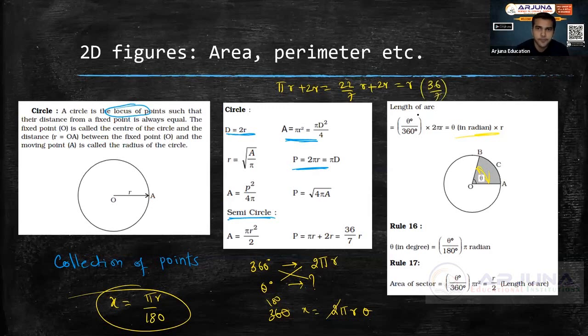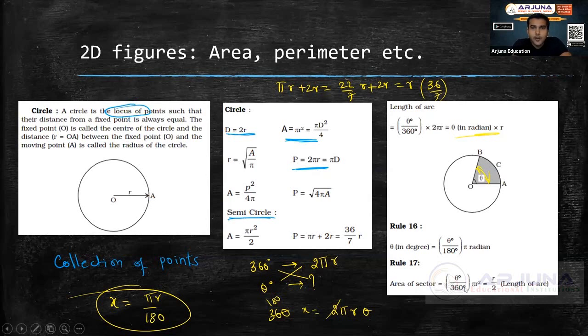That's all. Just like you write 22 by 7r as the pi r, that is the perimeter, and this is pi r square, the area. So 36 by 7, that's all.